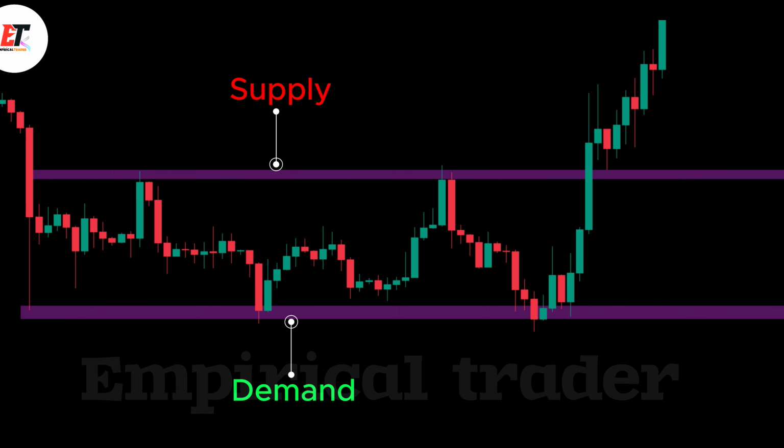Let's make it more clear. We see how price breaks our supply zone to the upside, then it becomes a demand zone. What happens on demand zones? Price goes up when hitting our demand zone, and we see that is what happened here.